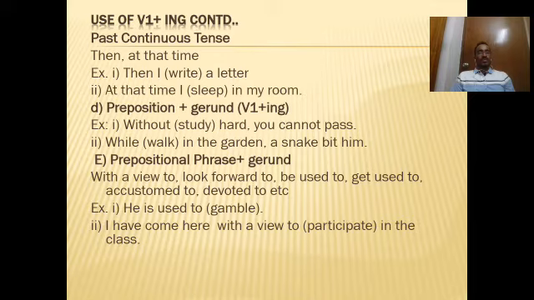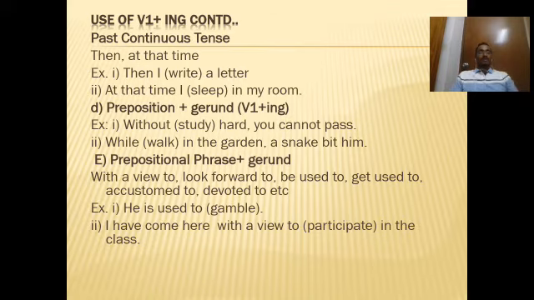To form past continuous tense, there are some indicators also, those are then, at the time, at that time. So let's see some examples. Then I write a letter. The answer is then I was writing a letter. At that time I dash in my room. So what would be the answer? I think you can guess.